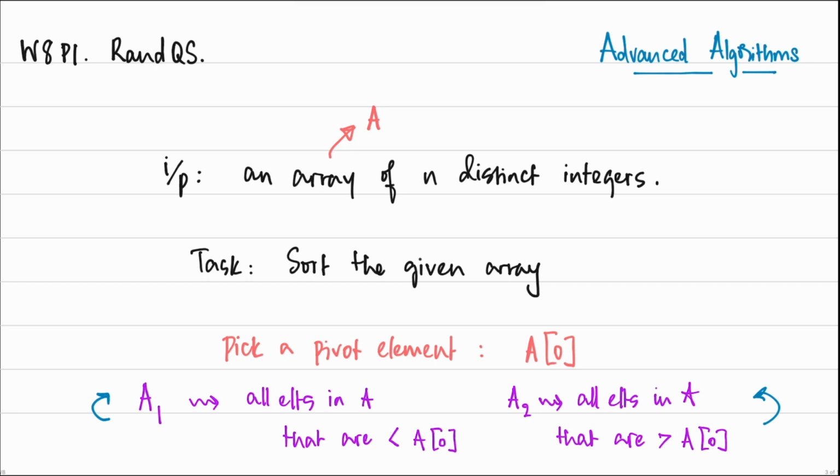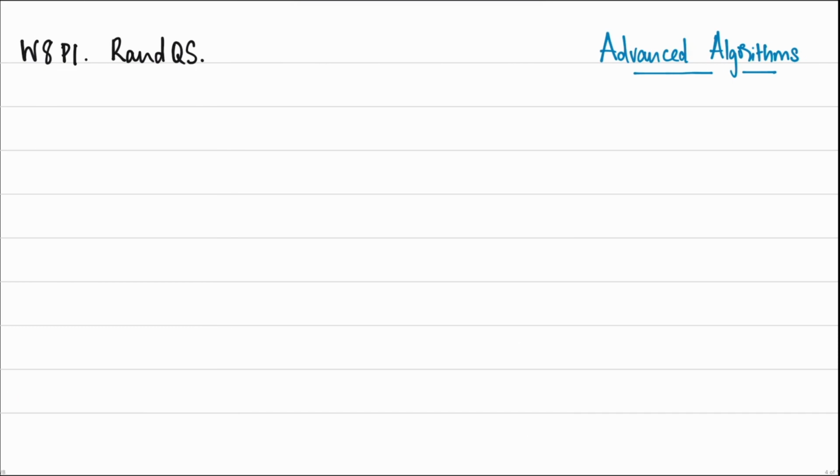Because this is a recursive algorithm, you would want to argue correctness using induction. And of course, the base case is nothing going on. The algorithm is trivially correct. And in general, notice that what you return is the output of Quicksort on the subarray A1, followed by the pivot element, which is A0, followed by the output of Quicksort on the subarray A2.